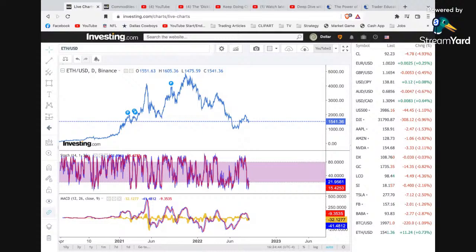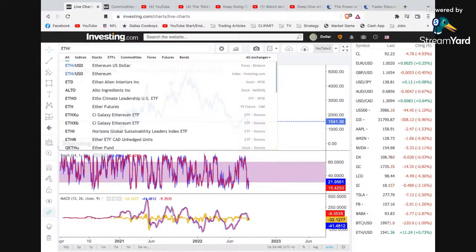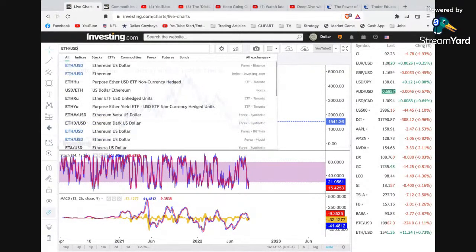So just know, when I say don't hodl, it's not because I'm against crypto. I'm against mindlessness. I'm pro education. All right, let's go to Shiba.